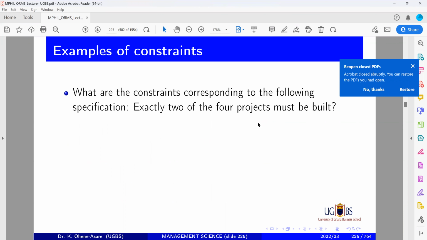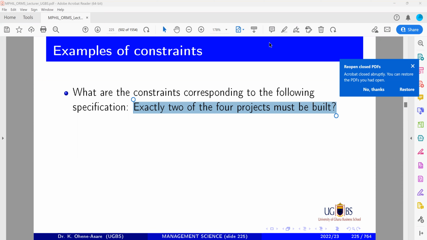Now let me ask you this. What if these were the constraints that were given instead of the previous one? Suppose you were told that exactly 2 of the projects must be built. Exactly 2 of the 4 projects must be built. How would you write that constraint? Exactly 2 must be built. Linda.